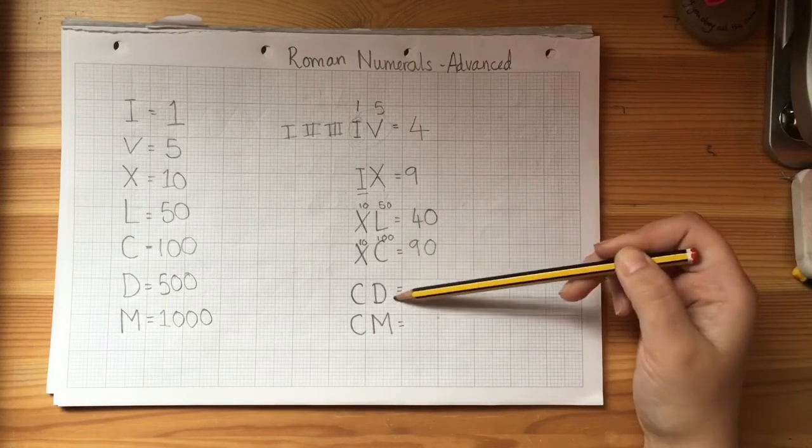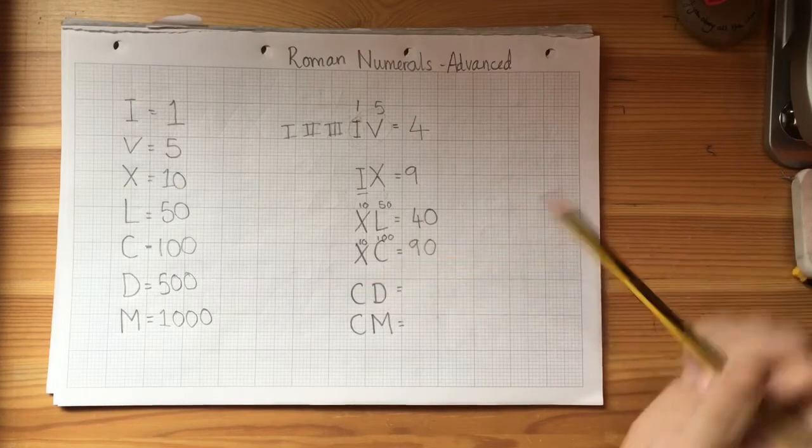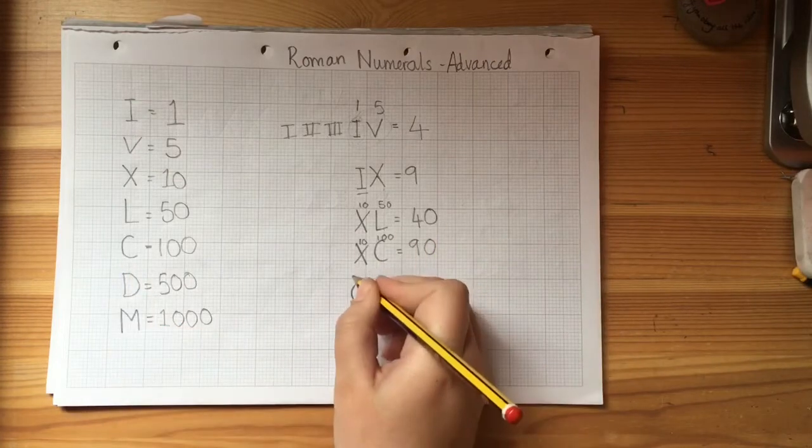So let's have a look at my next one. So C is first. Now I know that my letter C is 100.